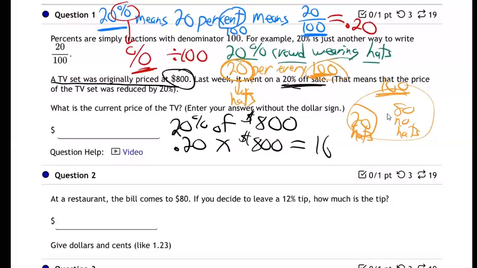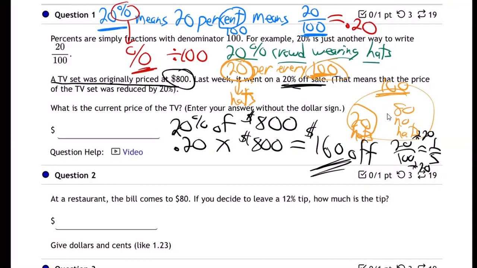And you get $160. That's 20%. That's 20 per 100, or 1/5. 20 per 100 reduces to 1/5 if you divide the top and bottom by 20. So that's 1/5 of 800. It's $160. Now that's not the answer, is it? Because that's how much off. It's $160 off of the original price.